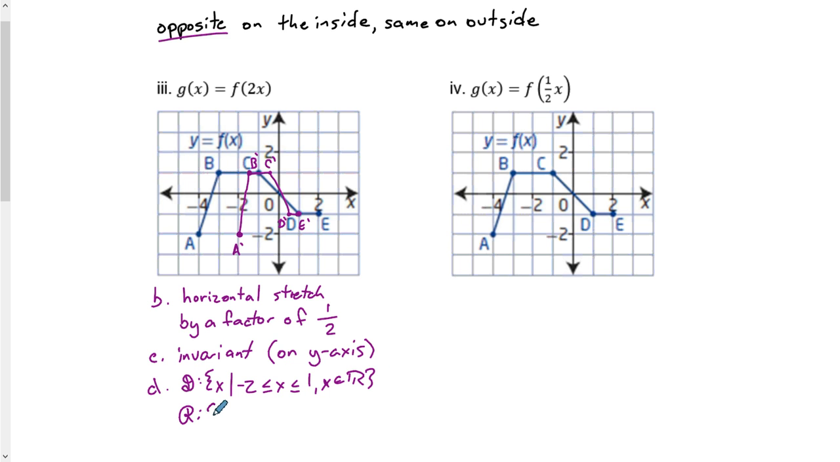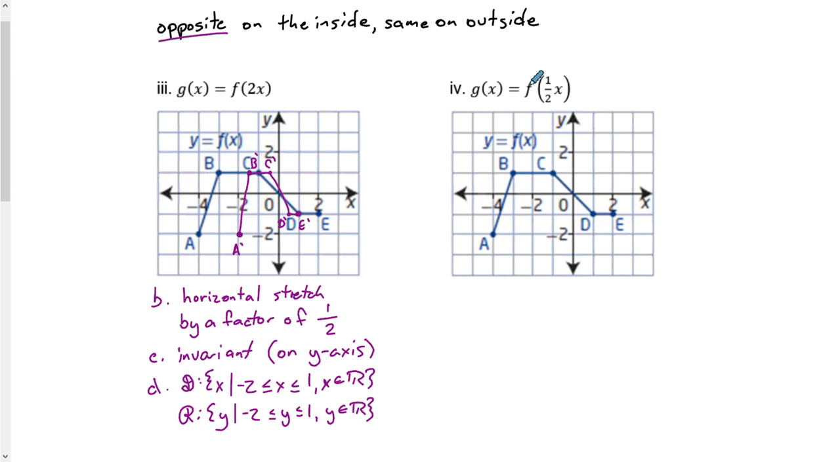Our range is from -2 less than or equal to y less than or equal to +1. So if we compare it to the domain and range of the original, the blue, the domain is from -4 to 2. We'll see here that our domain is literally half. The only thing that's changed is our domain. Our range is still from -2 to 1. It doesn't matter which function it is.